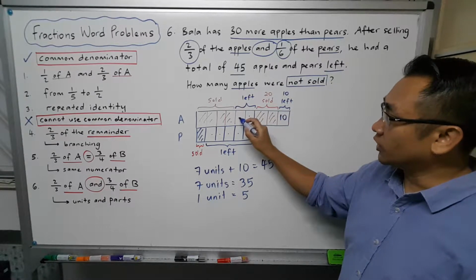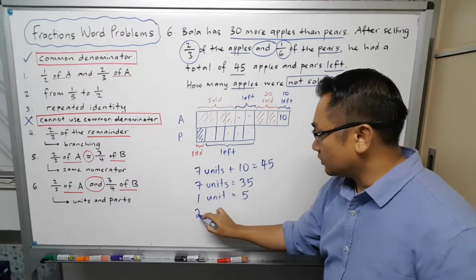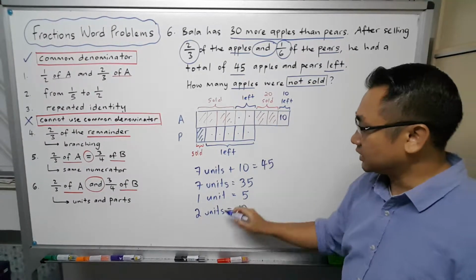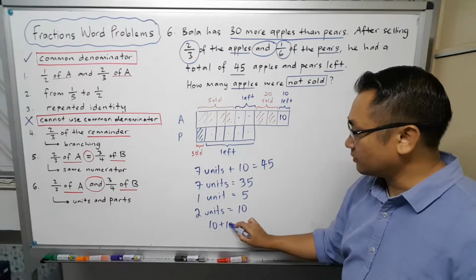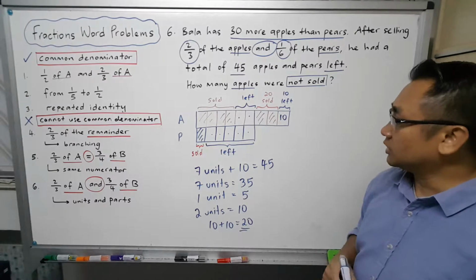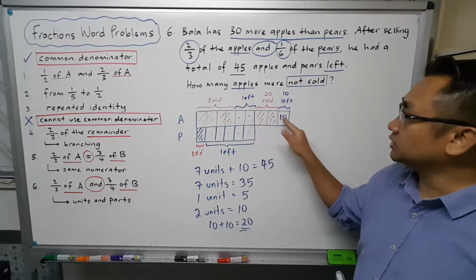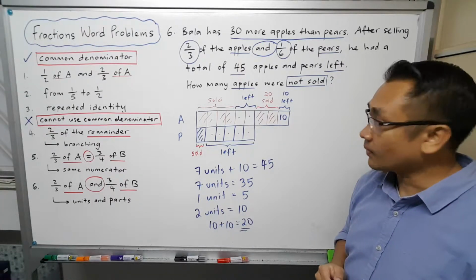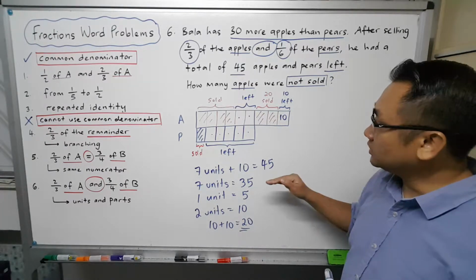So we need to find 2 units, which is 10, and what do we have to do? Plus another 10. So 10 plus 10 equals 20. So altogether there were 20 apples that were not sold. Clear?